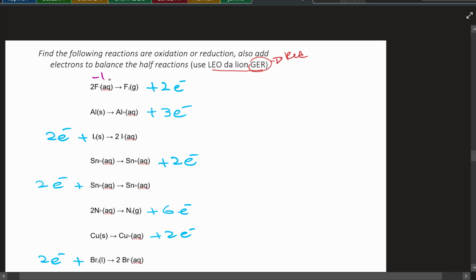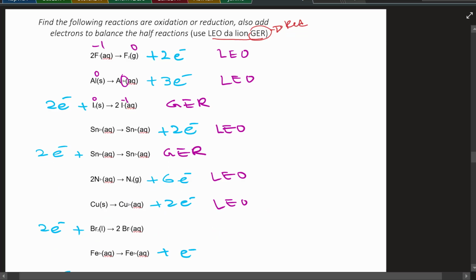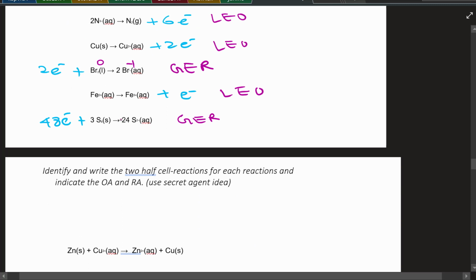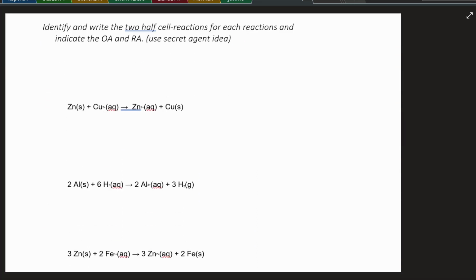Now we can label them. If the electrons are on the left, it's LEO again, right? And if the electrons are on the right side, it's GER, R for right. Okay, so that's how you remember that. And then you can stop the video and practice all of them.